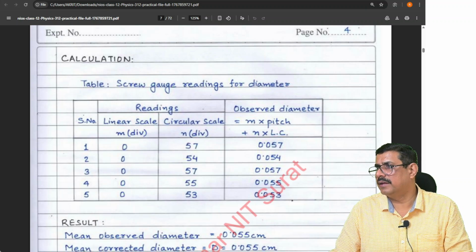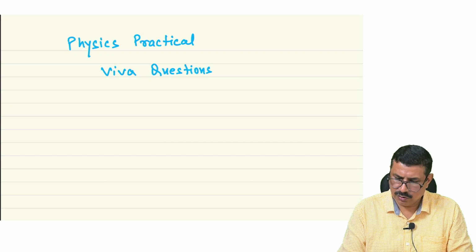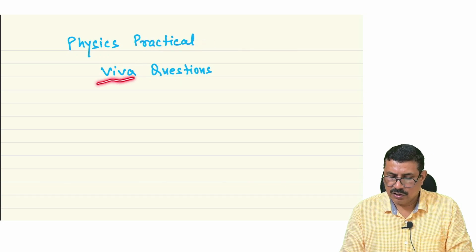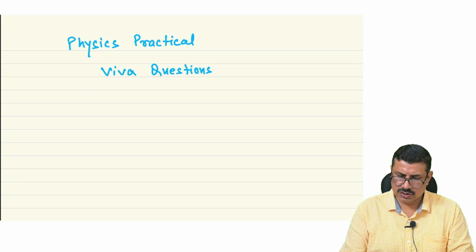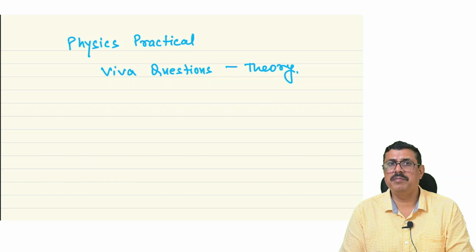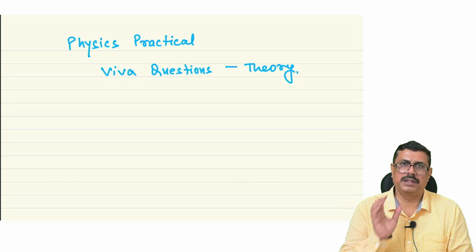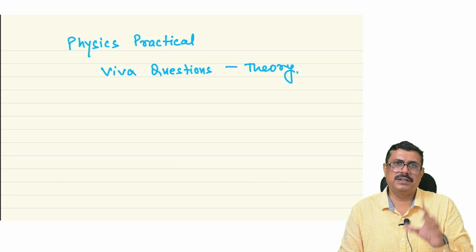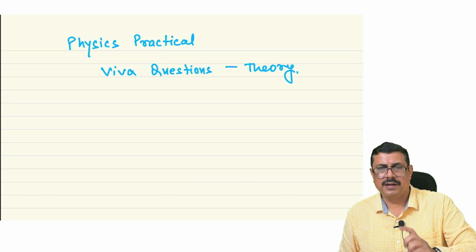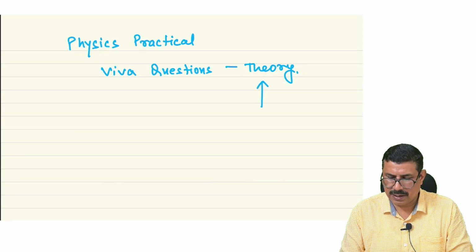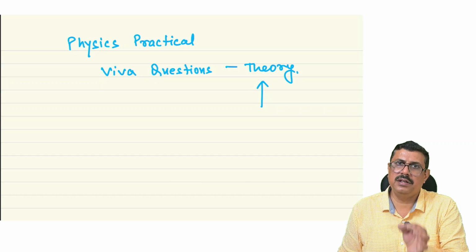Now coming to another part of the physics practical. You already noted that you have to write the practical in the lab manual. As far as the Viva questions are concerned, they will come from the theory portion. Suppose I am performing a practical for a screw gauge, the theory portion will be the relevant screw gauge portion: what is the least count of the screw gauge, what is a screw gauge. You are already covering that in your theory portion, not in practical.